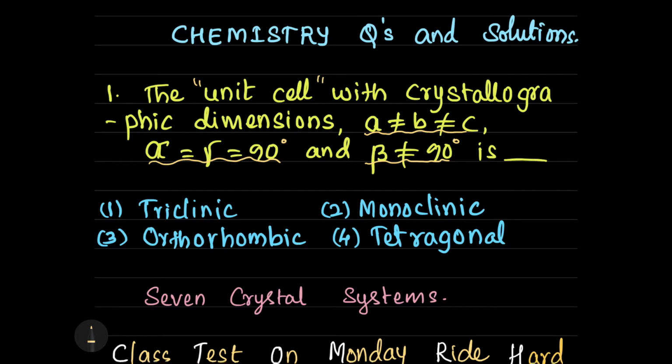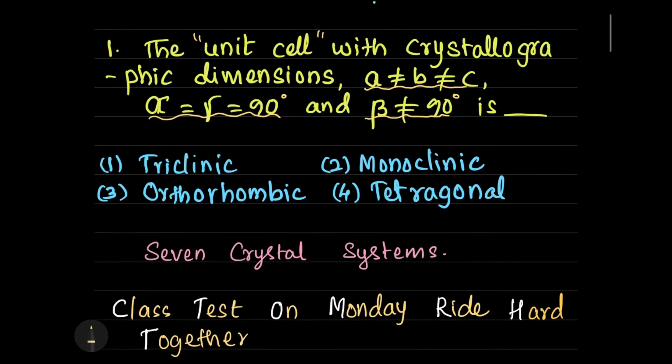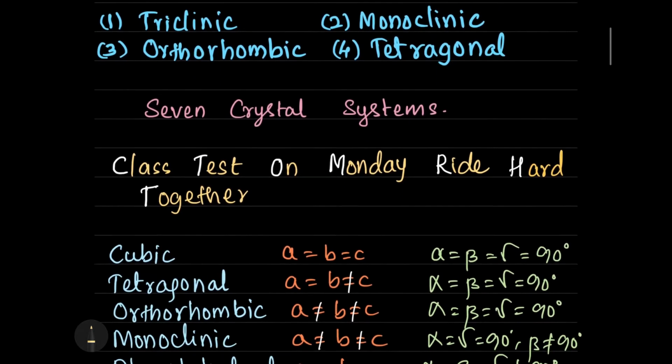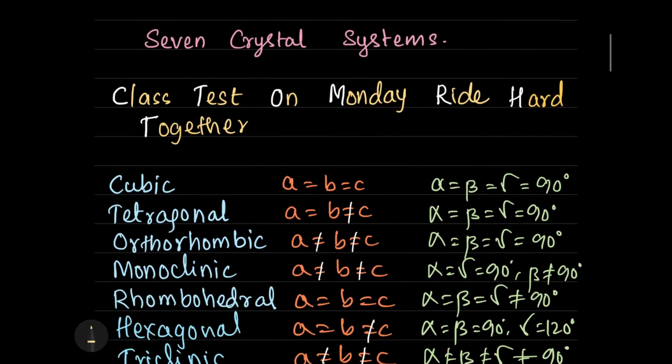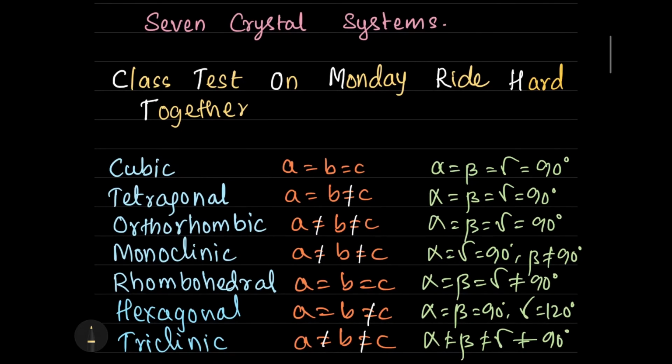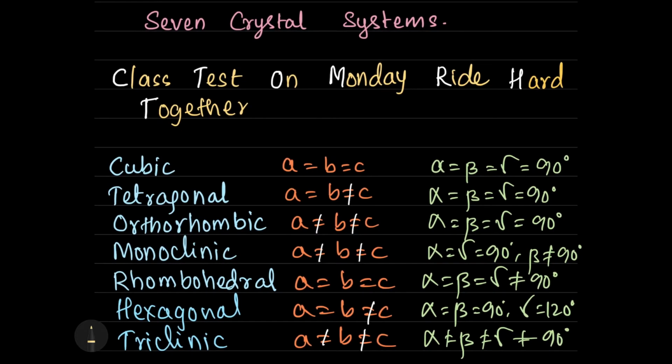Let us see the options for it: triclinic, monoclinic, orthorhombic and tetragonal. These are the four options given. As you know, we have 7 crystal systems. Those are known as cubic, tetragonal, orthorhombic, monoclinic, rhombohedral, hexagonal and triclinic. These are the 7 crystal systems present in solid systems.